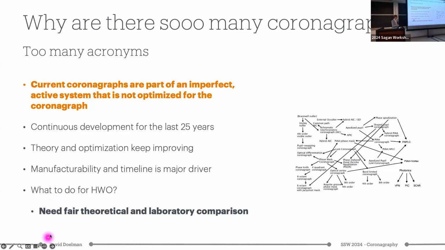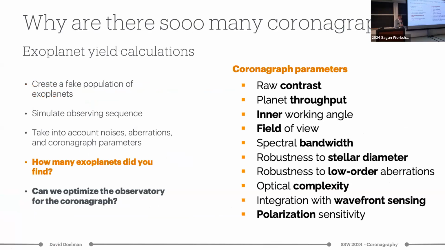So the ultimate thing we can do is to look for a better, fair theoretical comparison and also do a laboratory comparison. Later this week, you will hear more about these yield calculations. You actually work on it yourself. But for the planet yield calculations, the coronagraph has many parameters that go into it, because it determines most of it: the on-axis or star rejection ratio, and this depends on many factors.